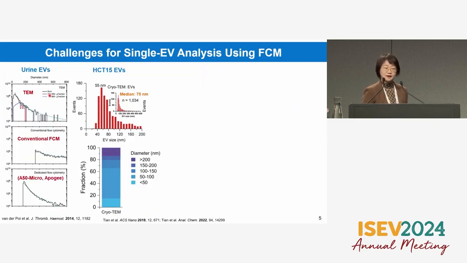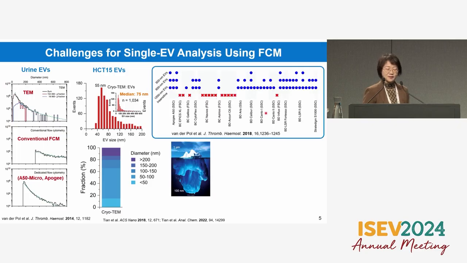The TEM and cryo-TEM data revealed that the majority of EVs are smaller than 200 nanometers in size. And in conventional flow cytometry, only a very few highly sensitive instruments can detect EVs with a size range from 300 to 600 nanometers. So that's really representing the tip of the iceberg.